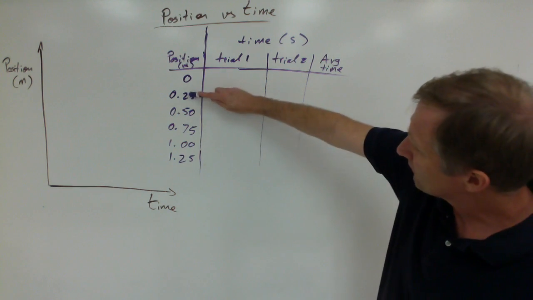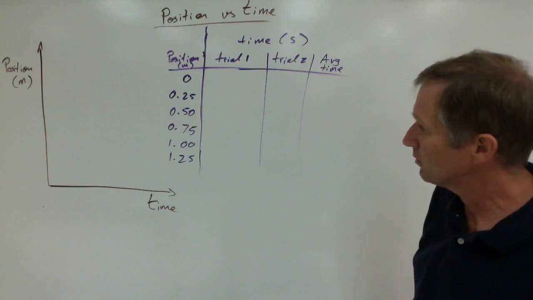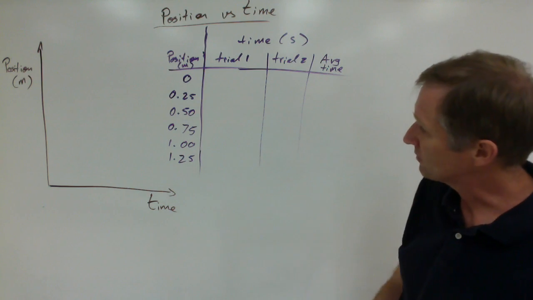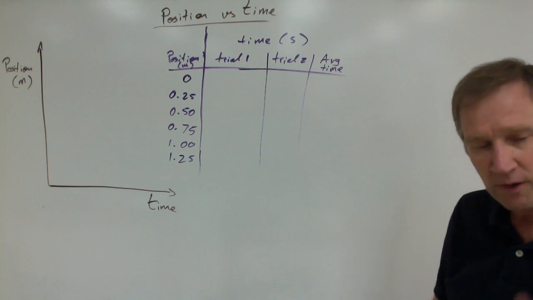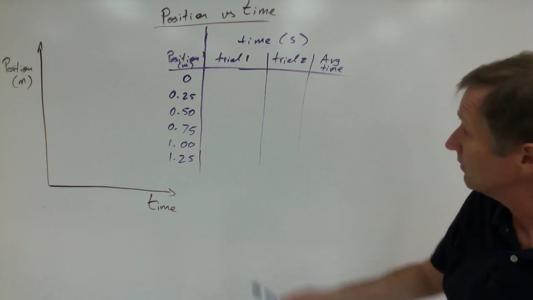Now, don't feel like you're married to these numbers, because you might find out that the car is moving too fast and these are too close together. You might want to spread them out, or your object, whatever's traveling, is too slow, and you might want to make those closer together. Totally up to you, right?